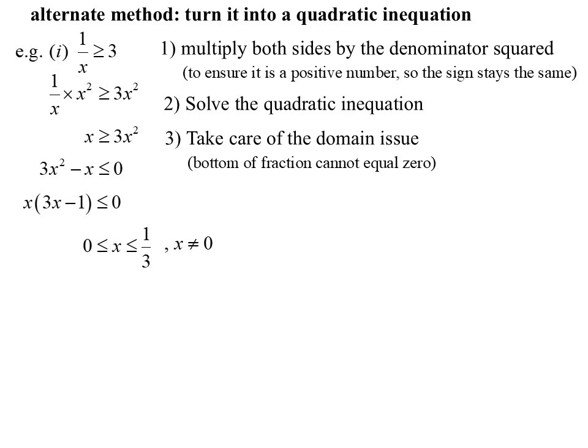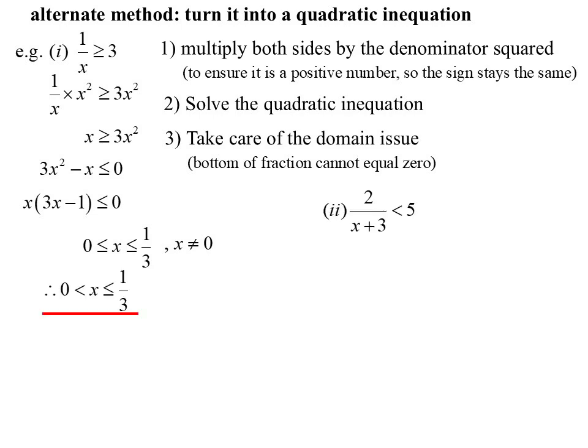And I come up with the answer we got before. But don't forget the domain issue if you're using this. See, this quadratic inequation includes x equals 0, but we know it can't have x equals 0 because of the bottom of the fraction issue. And when people use this method, that's the thing they often forget and leave their solution like that. X can't equal 0. So a better way of writing that solution is simply like that.